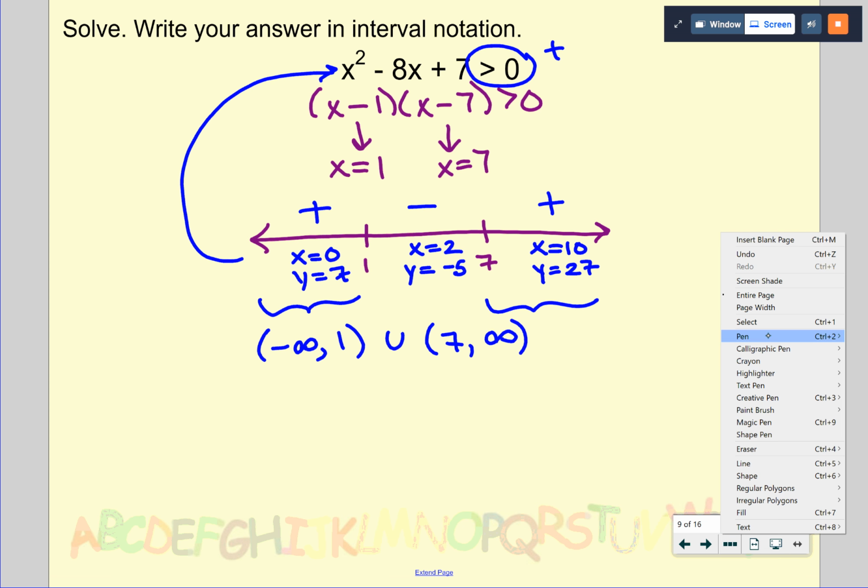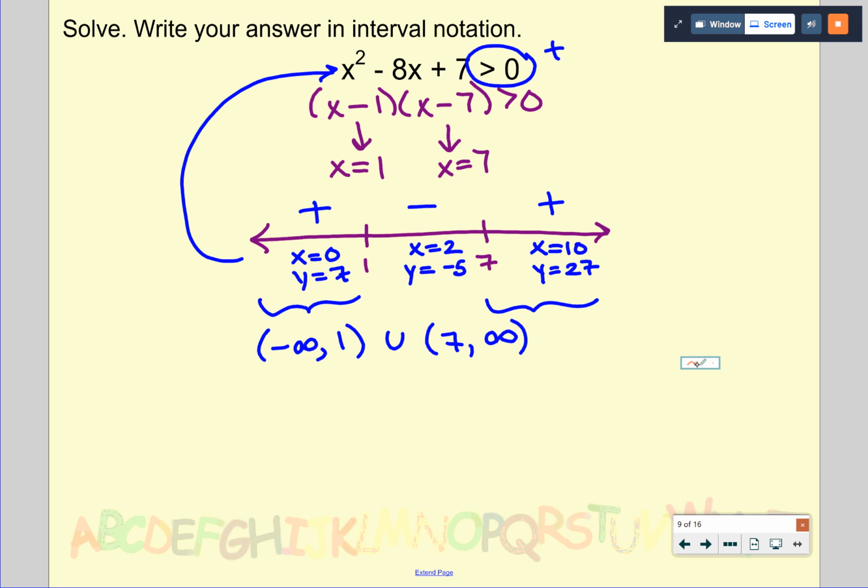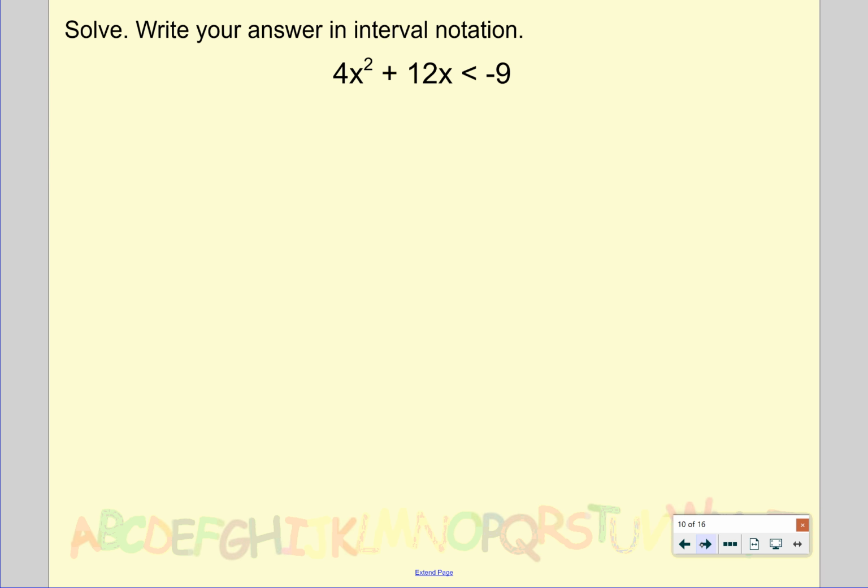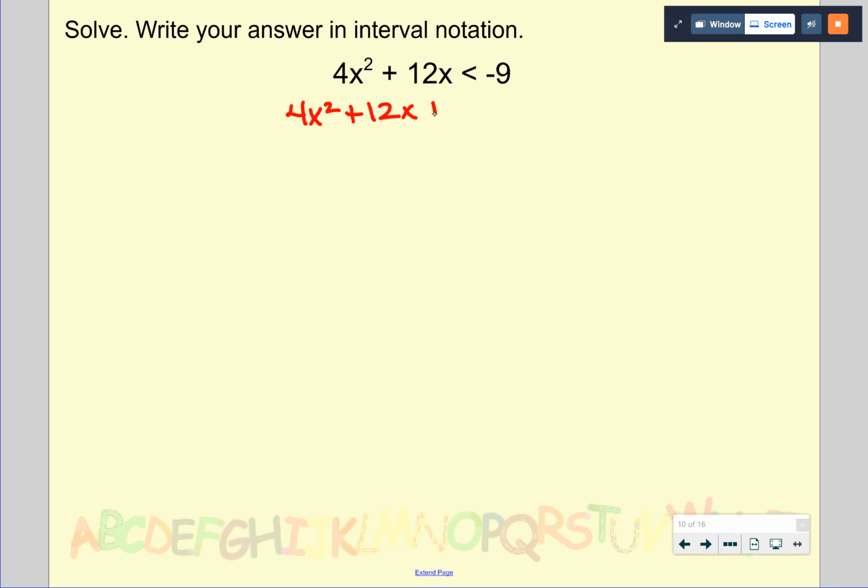All right, let's practice another one. 4x squared plus 12x is less than negative 9. All right, first step, I want a 0 on one of the sides. So what can we move? Add 9. 4x squared plus 12x plus 9 less than 0.